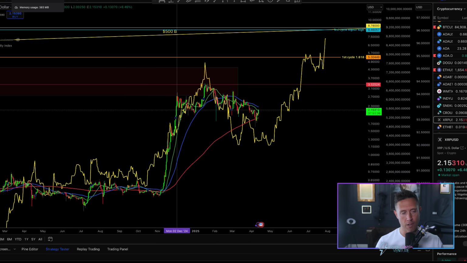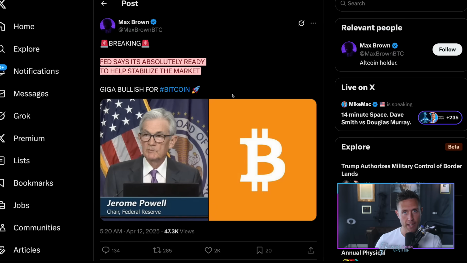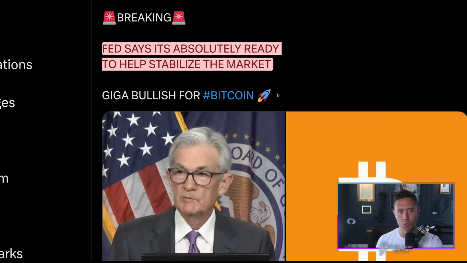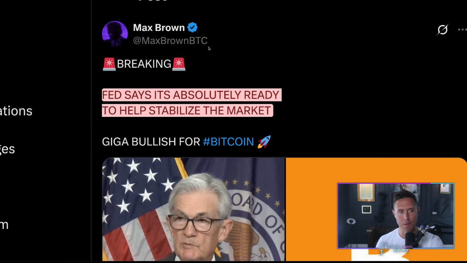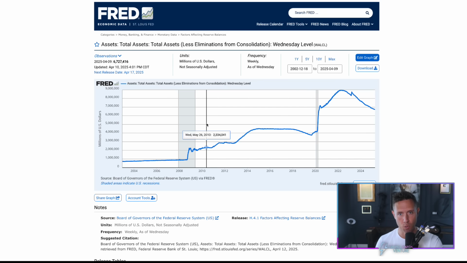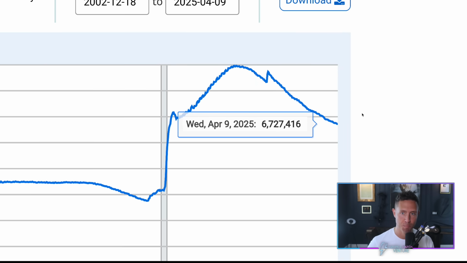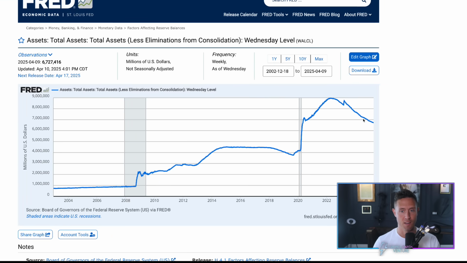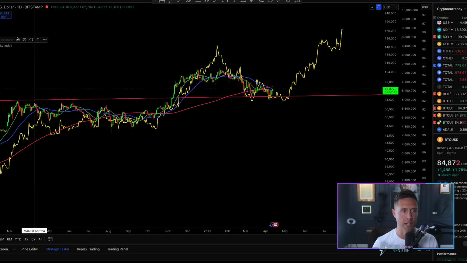I want to lay the groundwork because it's important. Do not forget what's going on here. We just saw yesterday, the Fed says it's absolutely ready to help stabilize the market. This is important because we are waiting for the Fed to go into expansion mode. We've been in contraction mode, quantitative tightening, for years now. We're looking for expansion.